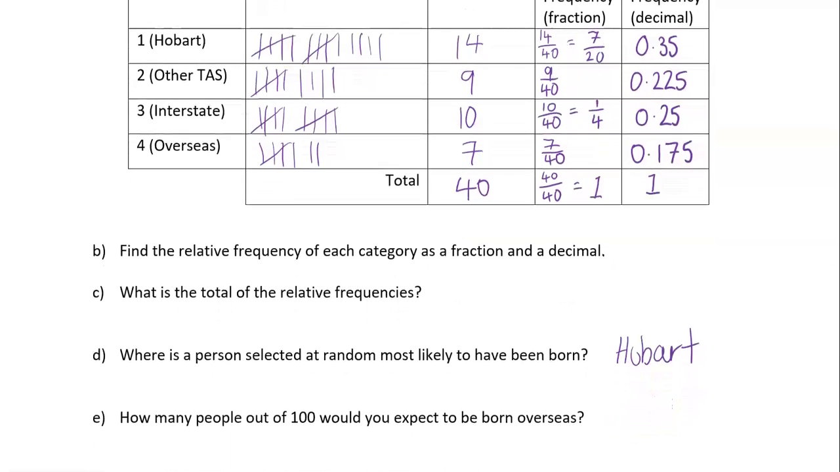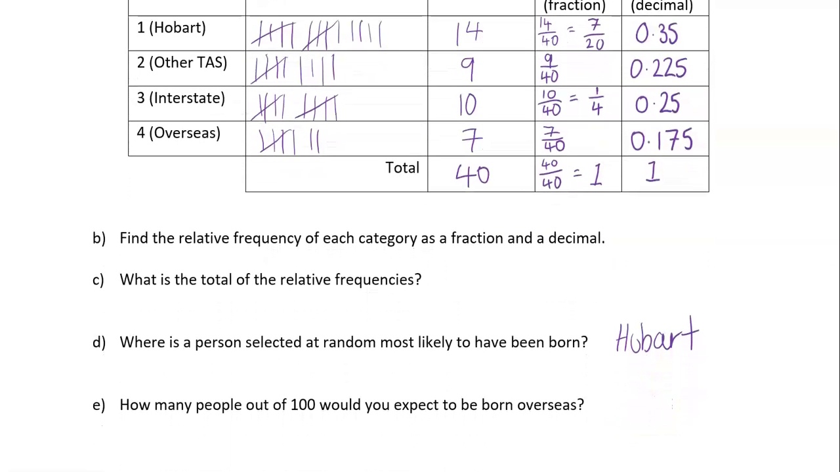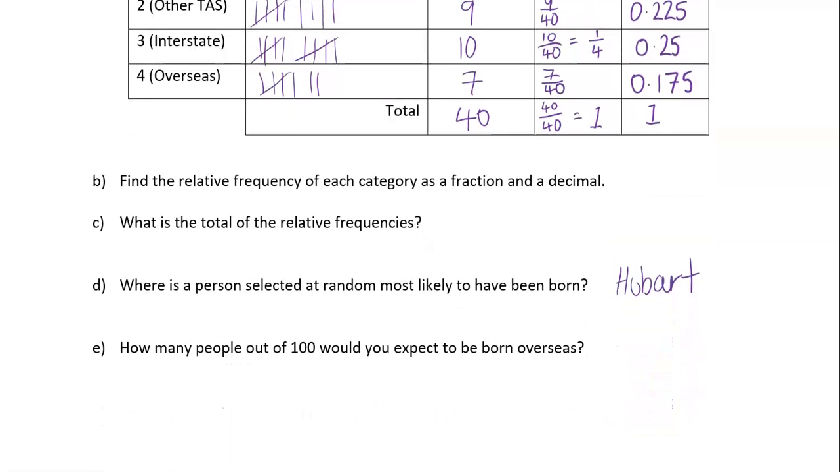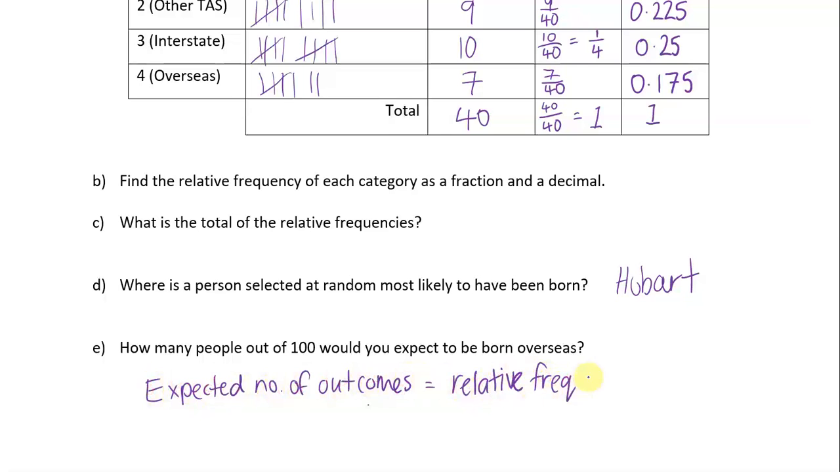Part E says, how many people would you expect out of 100 would you expect to be born overseas? Remember, when we're calculating expected values, we have a formula for that. We have expected number of outcomes is equal to relative frequency multiplied by the number of trials. A fraction of the total number of trials.